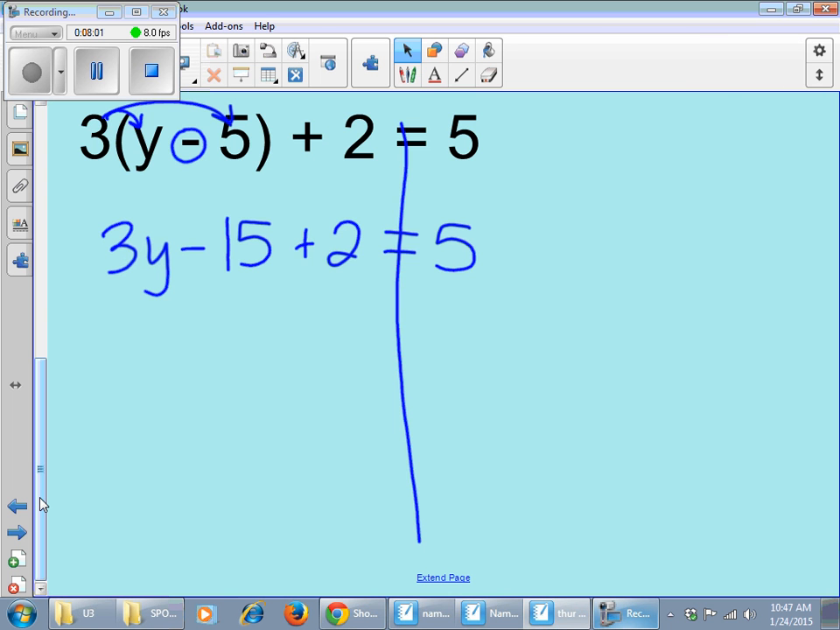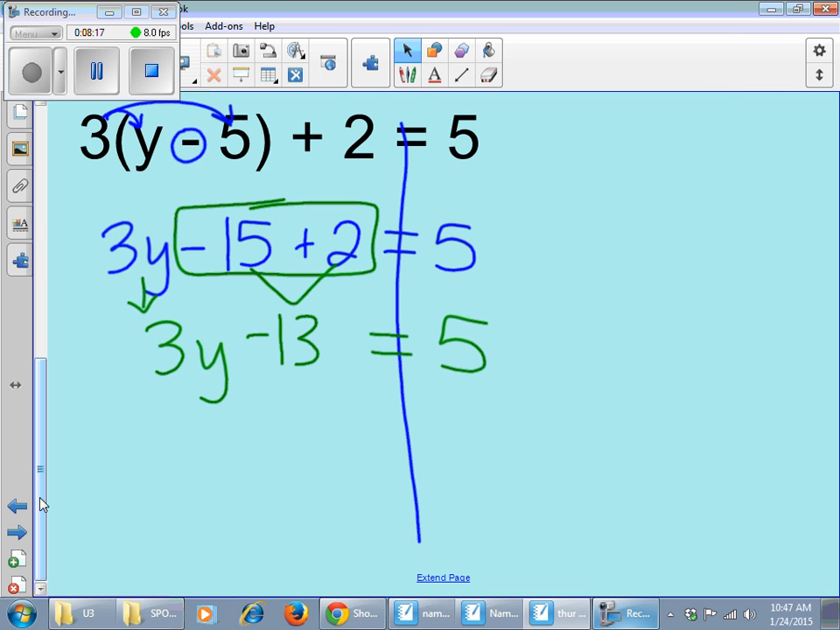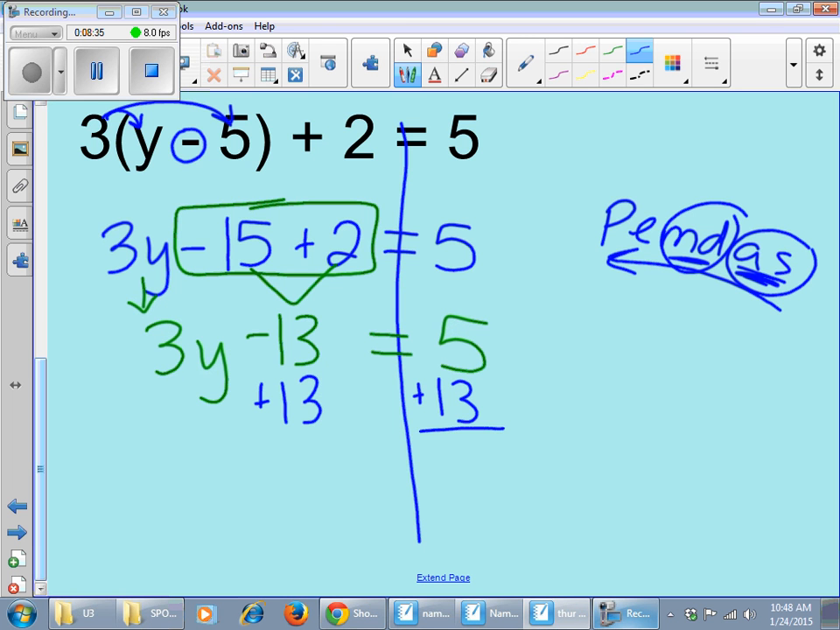Equals 5. Now, negative 15 plus 2 are like terms. So before I start doing opposite operations on both sides of the equal sign, let me just put those together. Negative 15 plus 2 equals negative 13. 3y comes down because I have not yet canceled it, equals 5. Now, two-step equation. 3y minus 13 equals 5. Opposite order of PEMDAS tells me cancel addition and subtraction before multiplication and division. So I'm going to cancel this minus 13 by doing plus 13 on both sides of the equation.